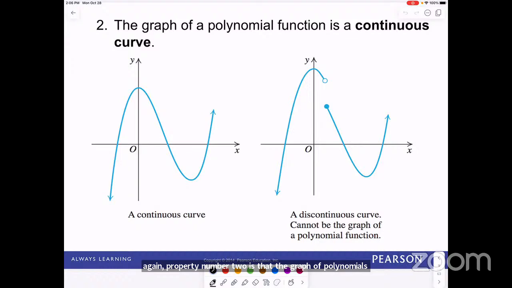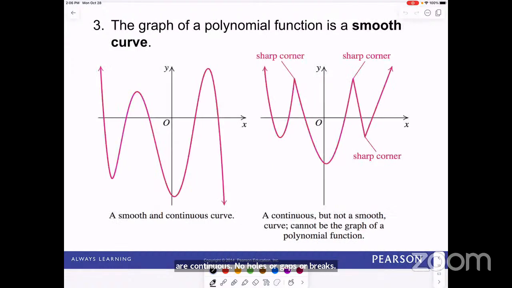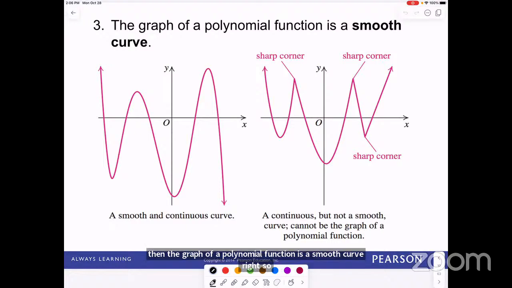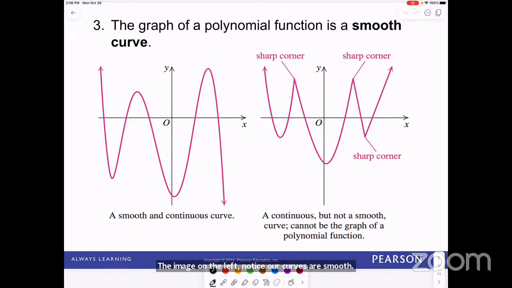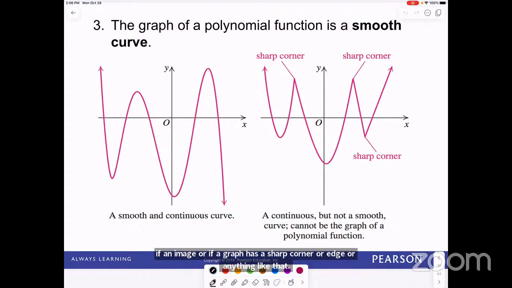And then the graph of a polynomial function is a smooth curve, right? So the image on the left, notice our curves are smooth, there are no holes or gaps or breaks, versus the image on the right, we have those sharp corners. So if a graph has a sharp corner or edge or anything like that, then it can't be the graph of a polynomial, right?